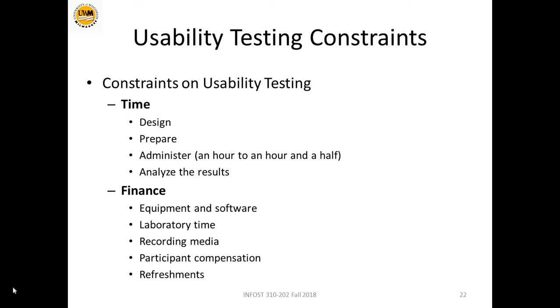What might be a constraint on the usability testing process? We might have time constraints. We might have a design time constraint. We need to perform the design in a certain time constraints. We might have a testing preparation constraint. We might have a test performing constraint, or we might have a time constraint in analyzing the results and the data. We might have financial constraints regarding equipment, software, laboratory time, recording media, etc.